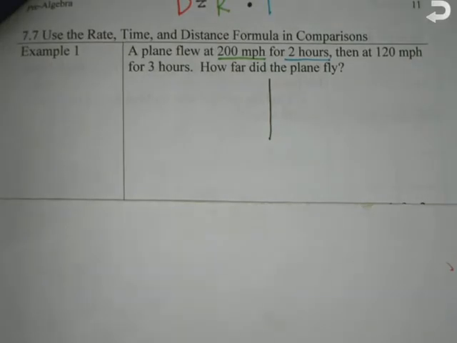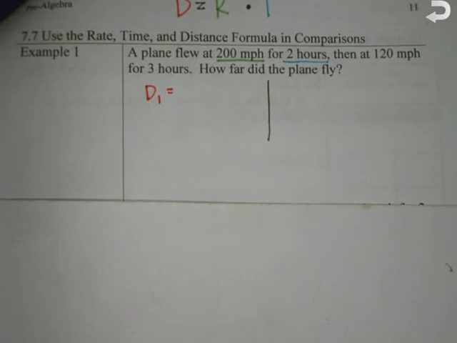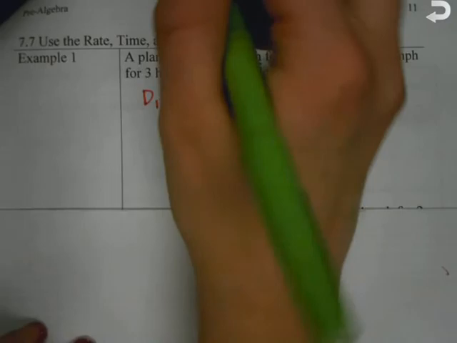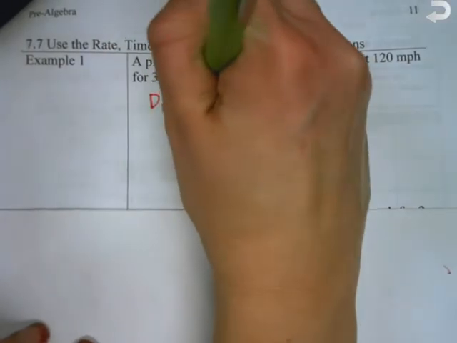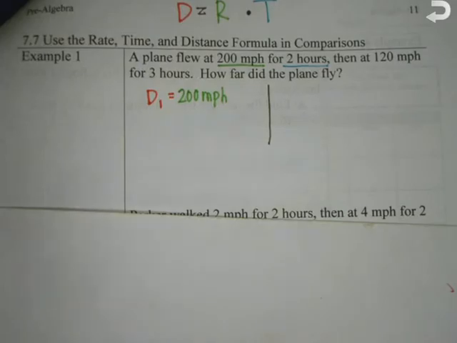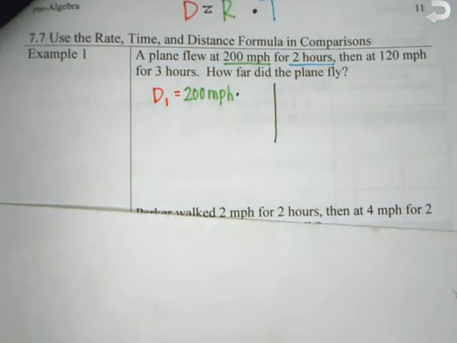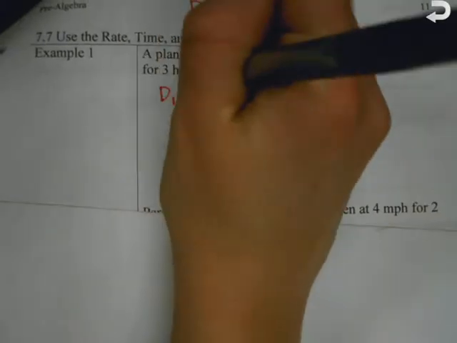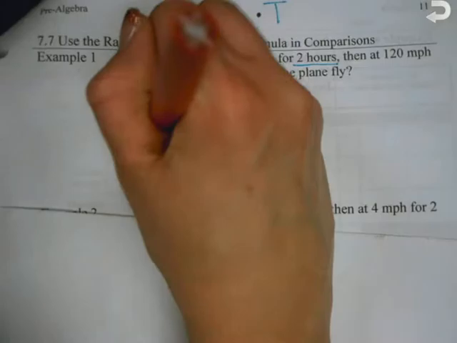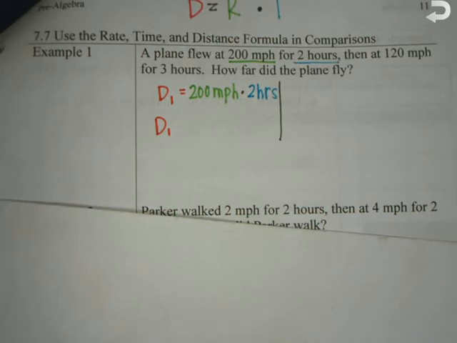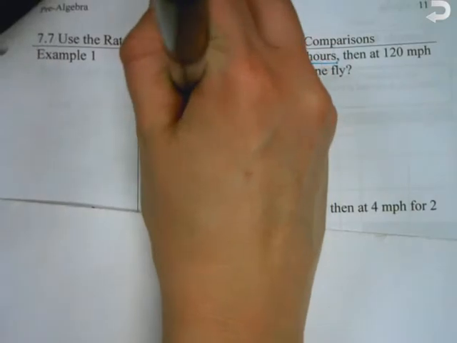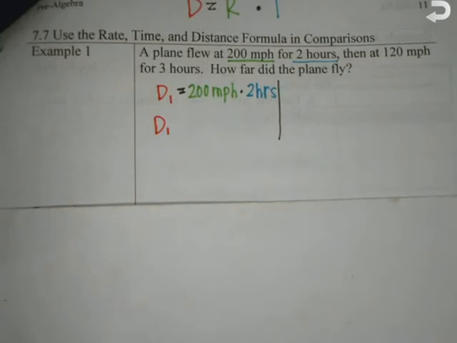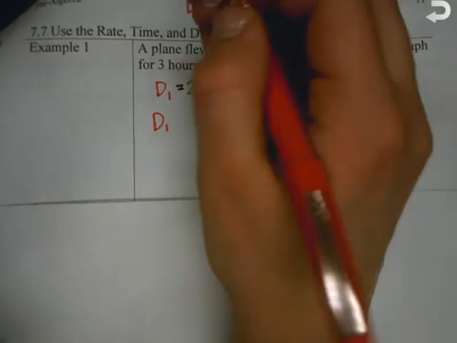And we're going to find two different distances here. So this is going to be called D1 equals, what was his first rate? 200 miles per hour times 2 hours. So the first part of the trip, what was the distance? 400 what? Miles. So the first part of the trip, they traveled 400 miles.